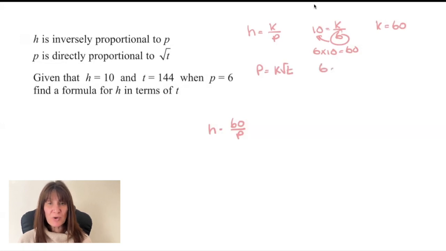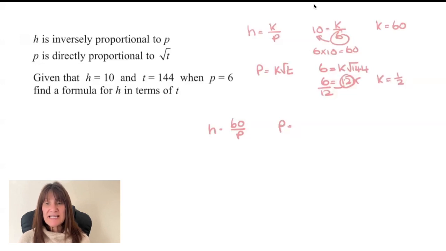Then pop in your values. So P is 6 and T is 144. You are then going to root your 144, which will give you 6 equals K root 12. And then, as before, you will just rearrange so that you have K on its own. And that gives you 6 over 12, which cancels to a half. So K is equal to a half. And again, as before, get that set up so that the placeholder K is gone. So what we've now got is P equals a half root T.